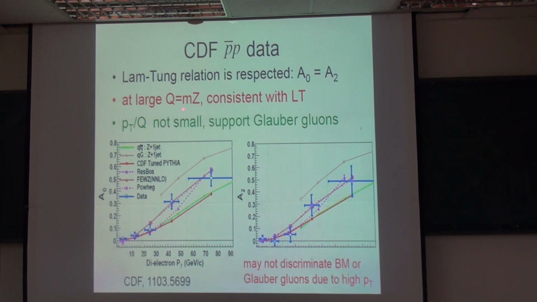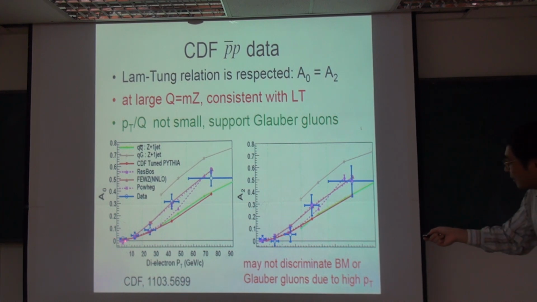So they claim they don't see any deviation. But certainly, their data is measured at a large Q, the Z pole, and the PT is quite large. That's why I call it large PT, compared to the low PT here. So when I show this plot to a Boer-Mulders proponent, he will argue that the data appear at large PT, and for large PT, collinear factorization works, so there should be no deviation. So his proposal still survives.